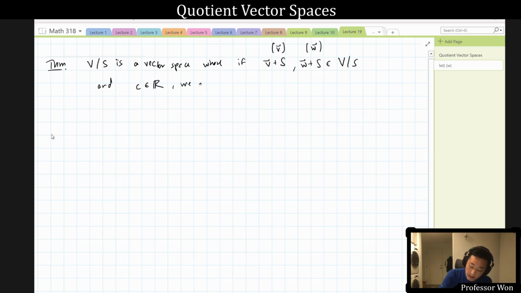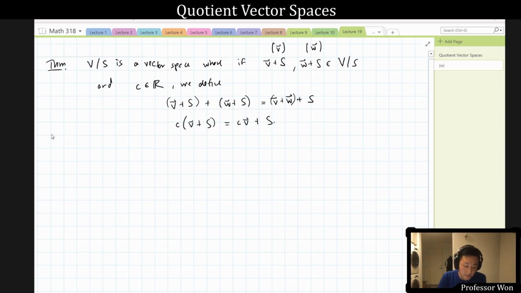We define (V + S) + (W + S) to be equal to (V + W) + S, right, like this. And c times (V + S) to be equal to cV + S. Okay, so again, each time I have a vector plus S, I mean an entire equivalence class of vectors.